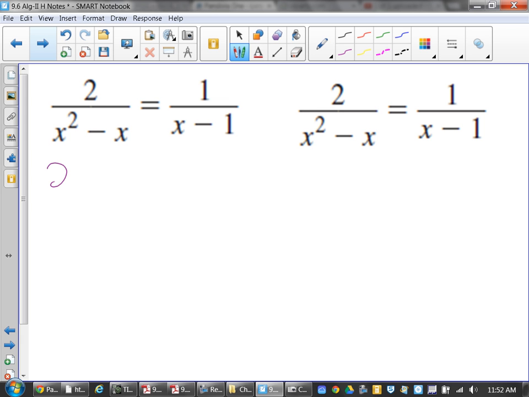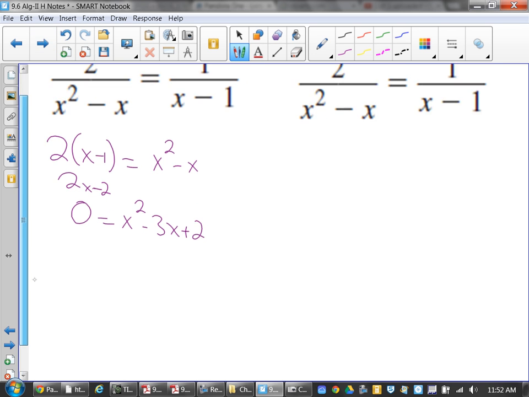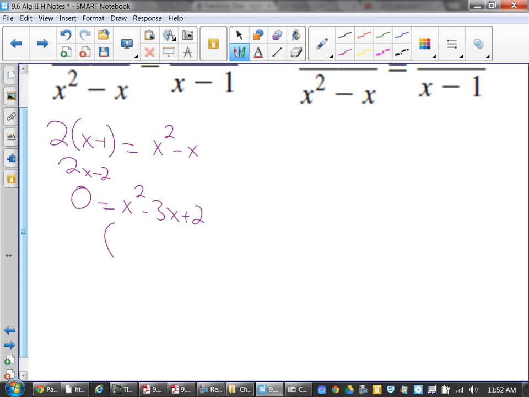So you wind up with 2 times x minus 1 equals x squared minus x. Minus 2, which you've got to bring over here. So I have 0 is going to equal x squared minus 3x plus 2. So when I factor that, I get 2 and 1, negative 3.